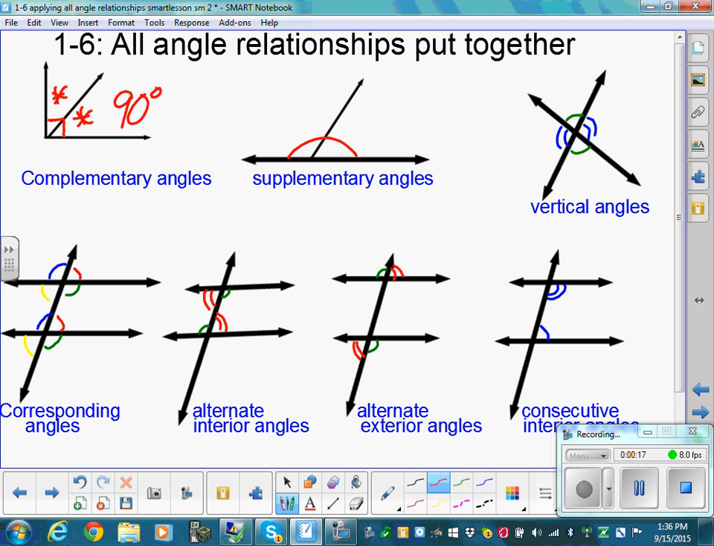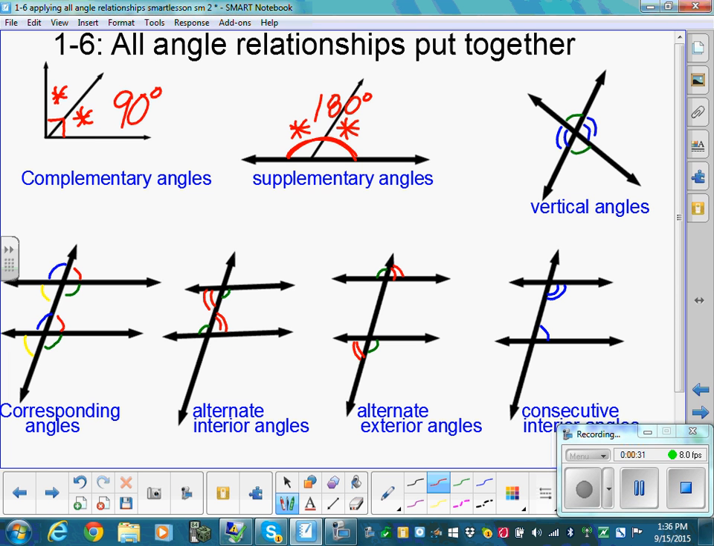We learned on Thursday about supplementary angles. What do we know about them? Good. They add up to be 180. So they add up to be 180 degrees. Now these are also called straight line angles. We have a straight line. The straight line angles will add up to be 180 degrees.